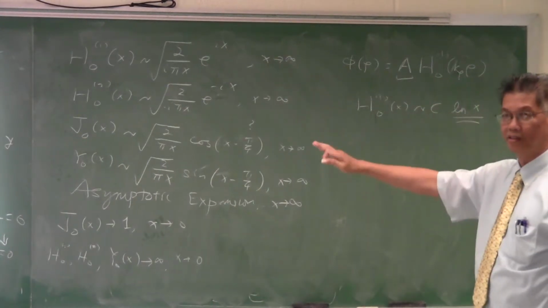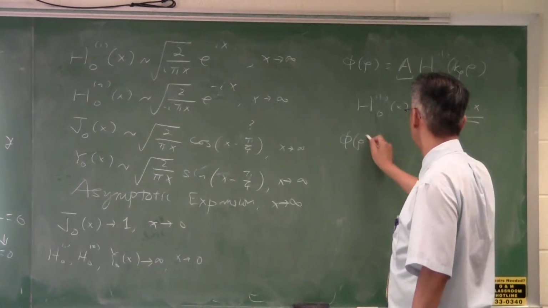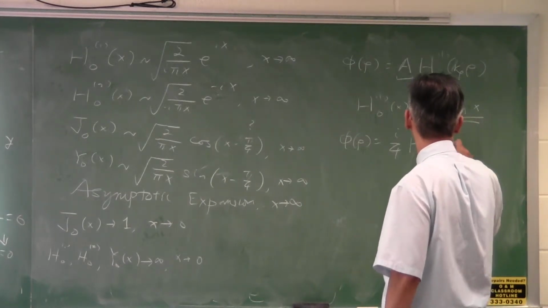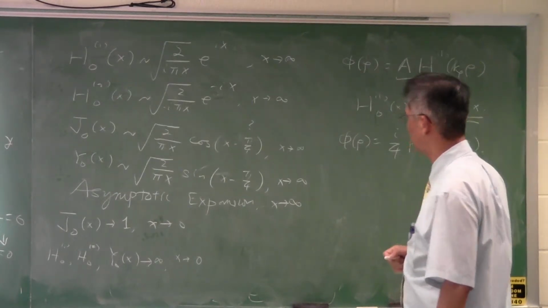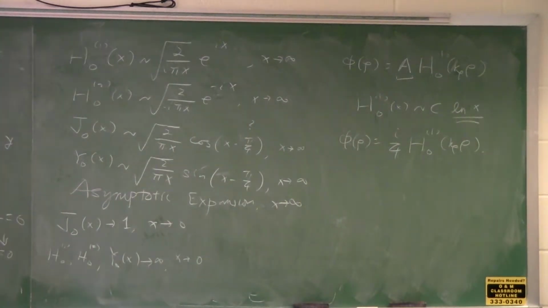When you go through all this procedure, you find the constant. Finally, you find that the correct constant is I over 4. This is the correct solution to this equation. Okay? I won't go through it, but believe me that that is the correct solution.